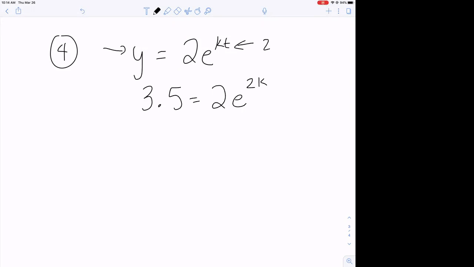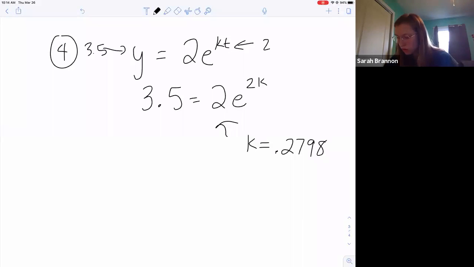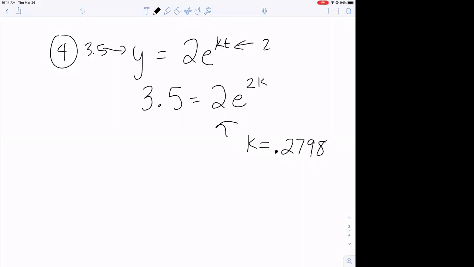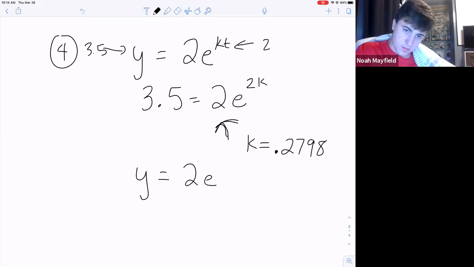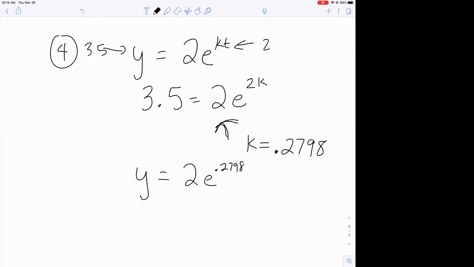So 2 and 3.5. Then I solved this out for k, and I actually got a decimal for k that time. I didn't leave it as ln, you could though. I just solved this by dividing by 2, ln'ing both sides, and then dividing by 2 again, and got k. Then it wanted to know what it weighs when it's 3 months old. So this is your k, and I plugged 3 in for 3 months, typed that in and got 4.6 pounds.